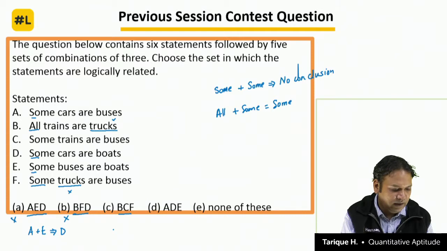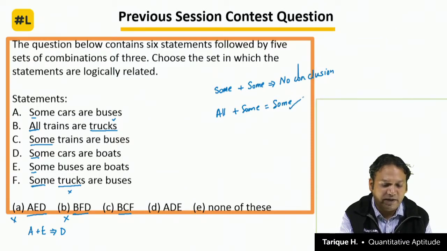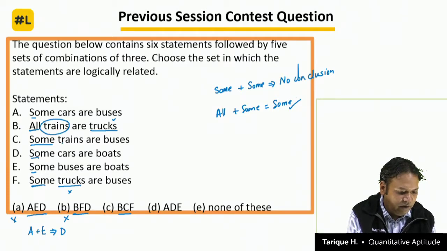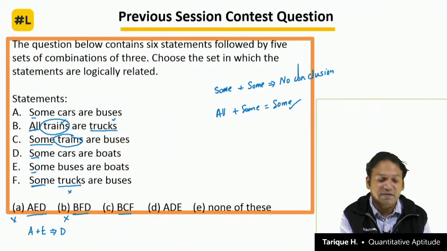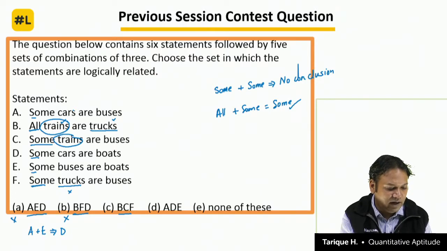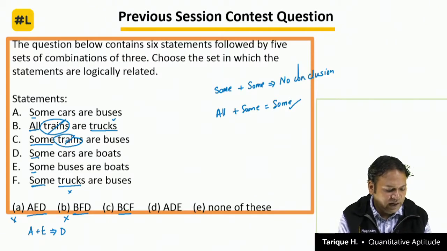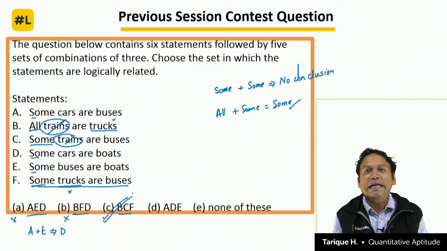Check B, C, F. B is all, C is ending in some and F is ending in some. So again all plus some equal to some can apply. But let's take here, what is the middle term? Trains. Trains is the middle term and the middle term is distributed. In universal affirmative, the subject is distributed. So yes, there will be a conclusion. All trains are trucks. Trains will get cancelled. So what we get here is, some trucks are buses. So what is F? Some trucks are buses. Yes. So the answer will be C. B, C, F is the correct solution.